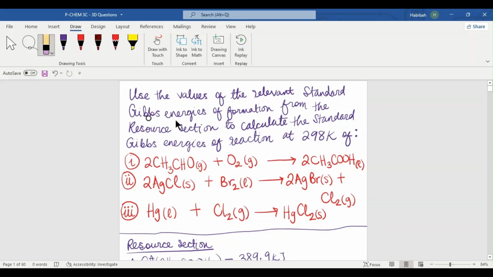Now, I wanted to first of all mention that I'm using the physical chemistry Atkins textbook. In this textbook, they have a resource section that has all of the formation data that is basically needed for you to solve the questions in the book. So we're told to find the values of the relevant Gibbs energies of formation from the resource section. And when we get those values, we should calculate the standard Gibbs energies of reaction at 298 kelvins.